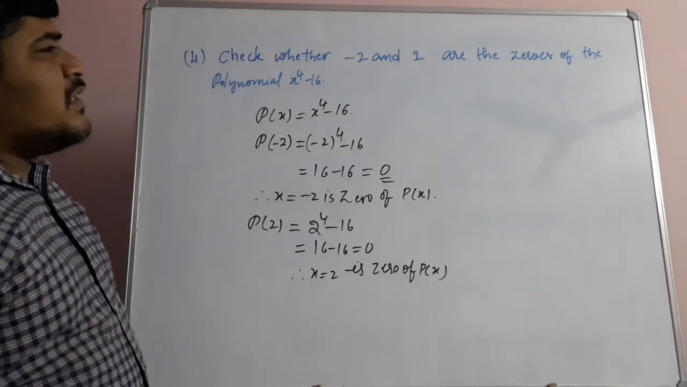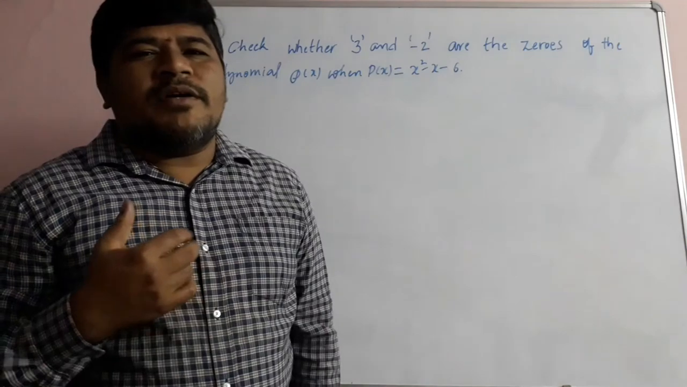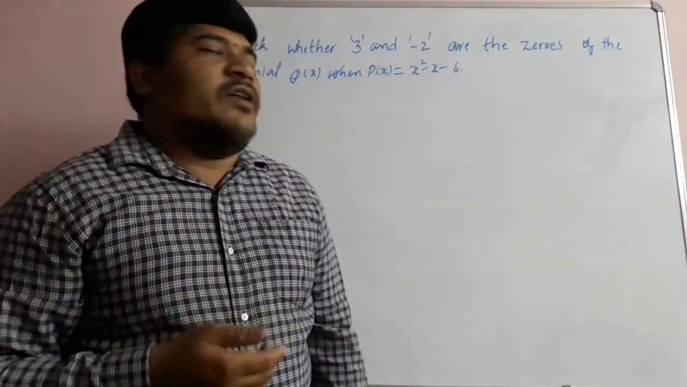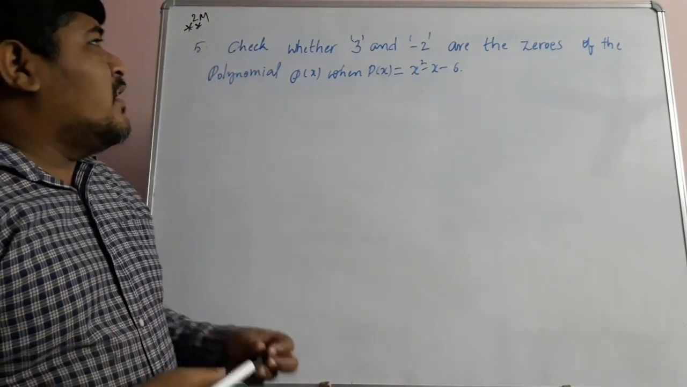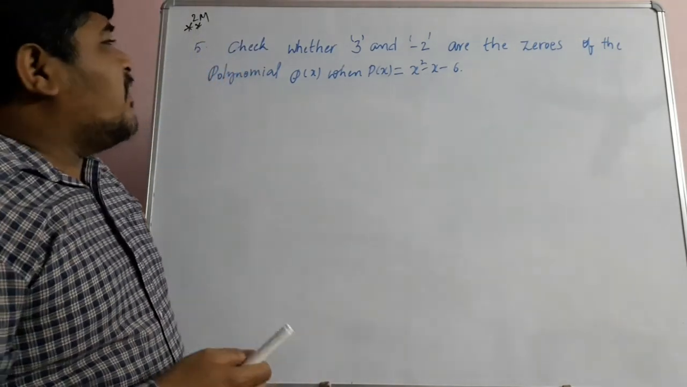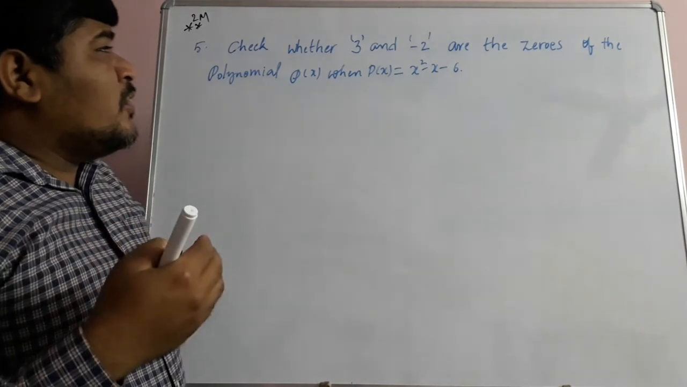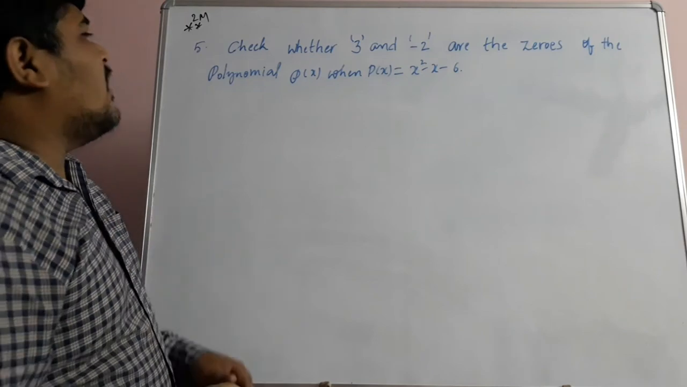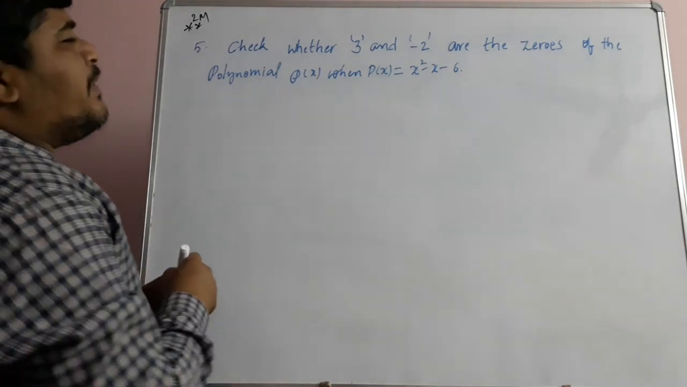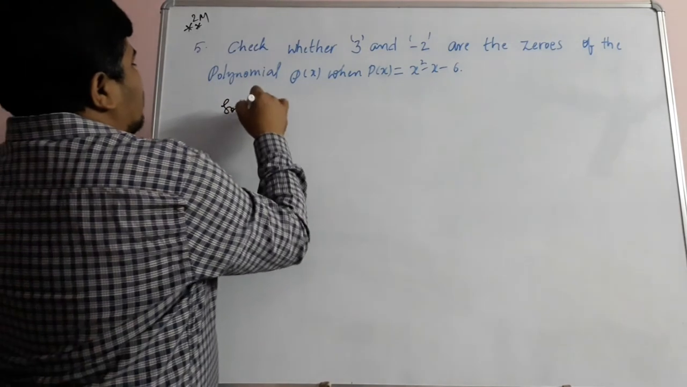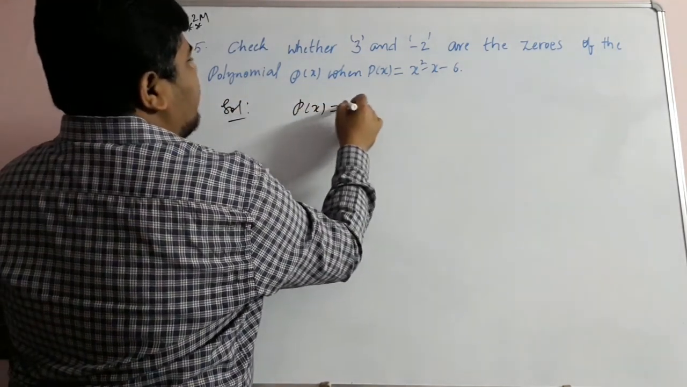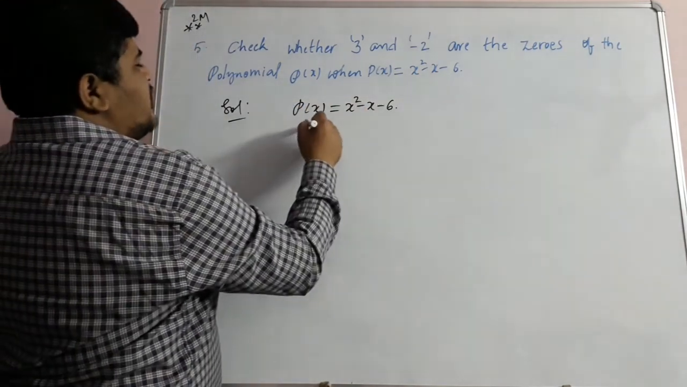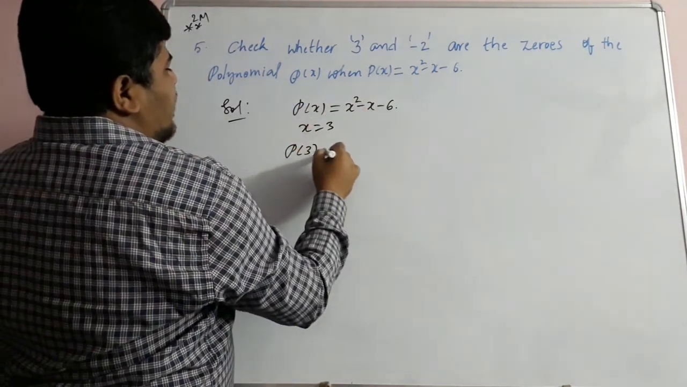Now, children, let's see the next problem. Let's see problem number 5. This is the last problem of the exercise, children, and problems number 4 and 5 are similar questions. Now, let's see how to solve this problem. Check whether 3 and minus 2 are the zeros of the polynomial P of x, when P of x is equal to x square minus x minus 6. So, children, now first you take x is equal to 3 and find P of 3.